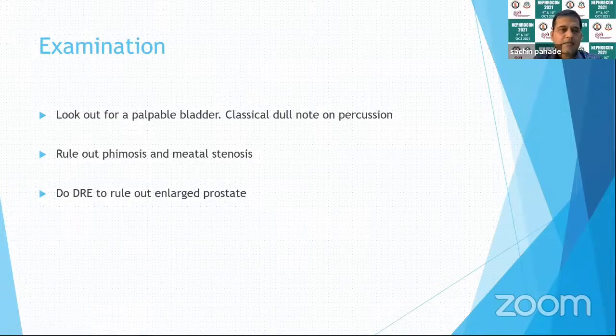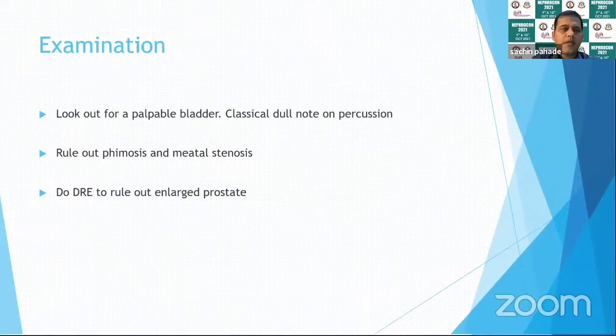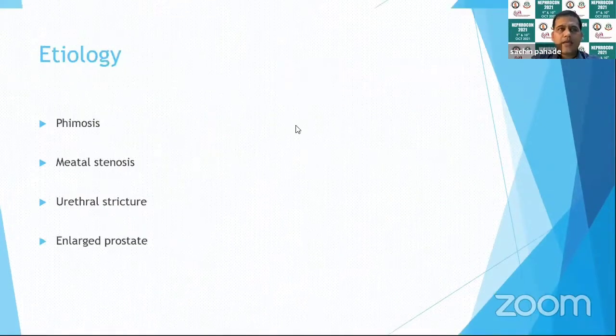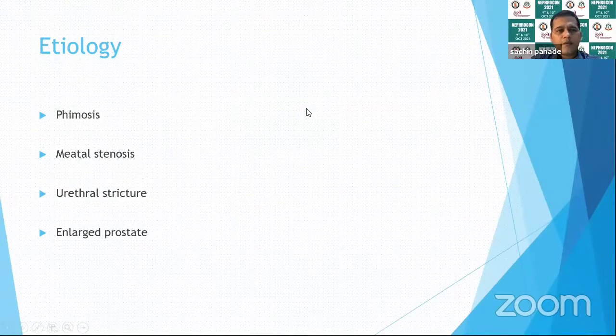After examination, we now need to keep a few things in mind about why the patient is getting this obstructive symptom. It could be phimosis, meatal stenosis, urethral stricture, or an enlarged prostate. Primarily, these are the common diagnoses we will think of after taking a history and examination.